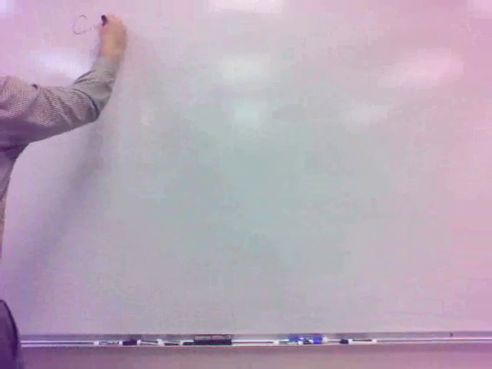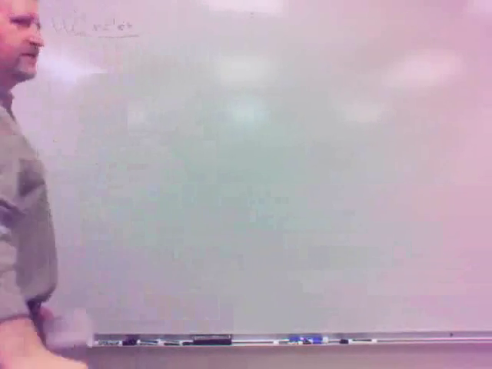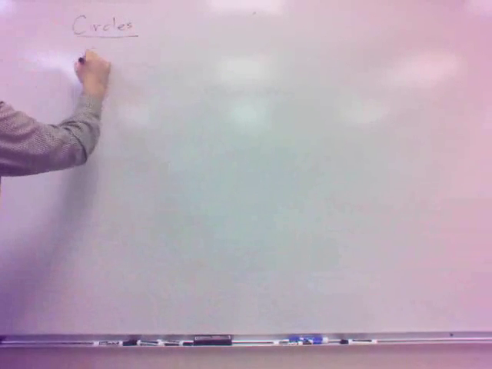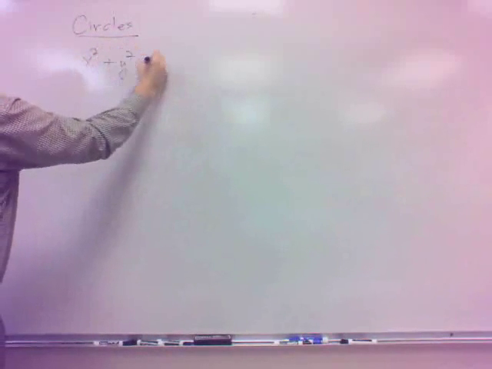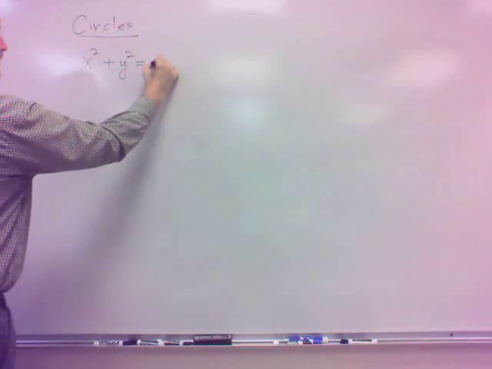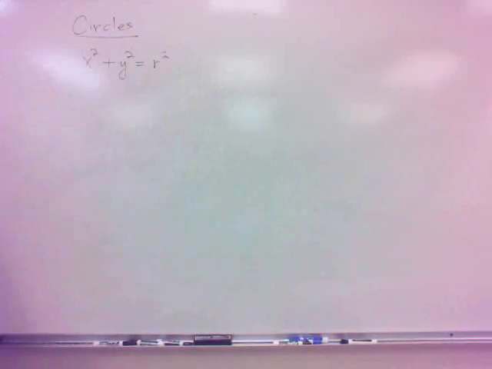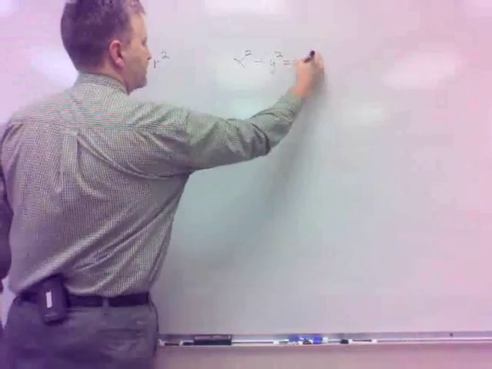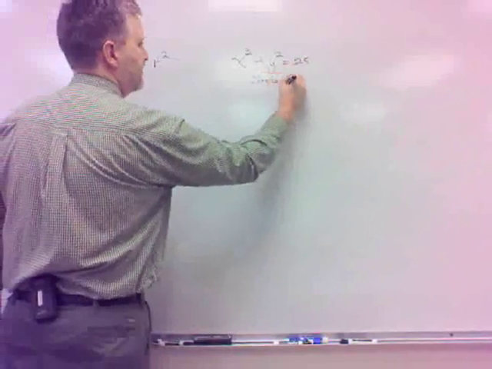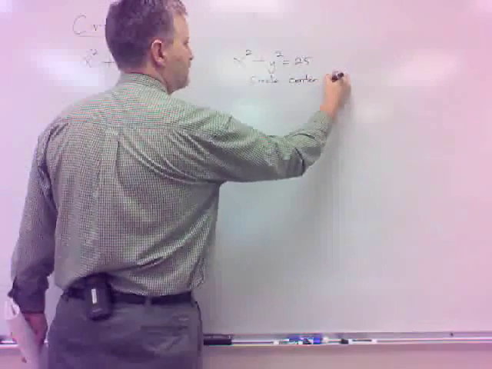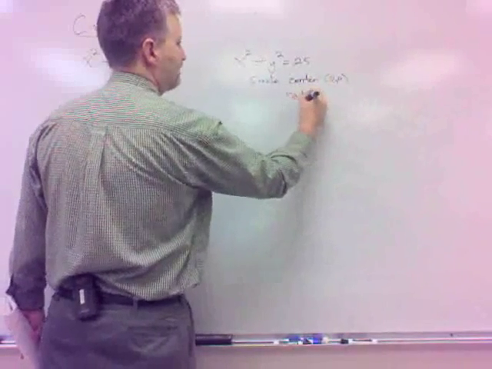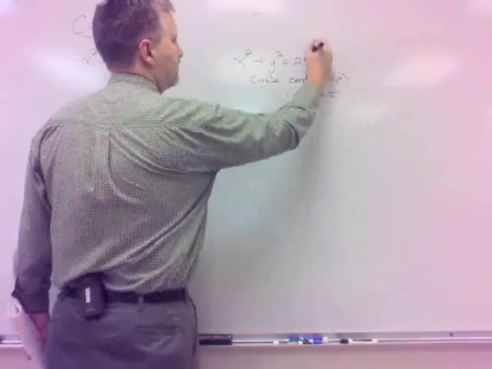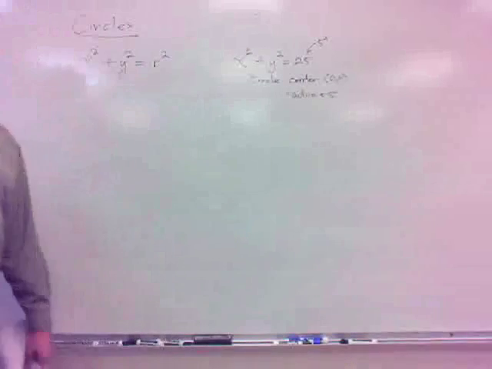Let's go with circles. Circles are probably the easiest of the conic sections because, as we saw in our handout, if we've got x squared plus y squared equals some number, we're going to call it r squared in general. In the handout, we had x squared plus y squared was 25. Well, we had a circle centered at 0, 0, and the radius was 5. But notice there, 25 is 5 squared.